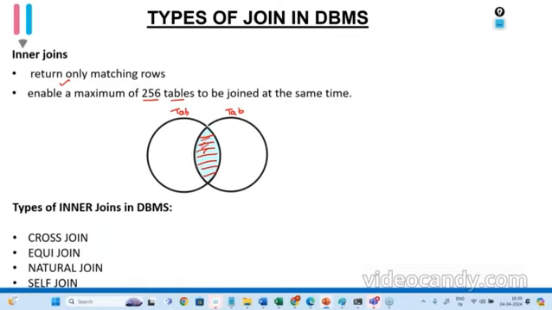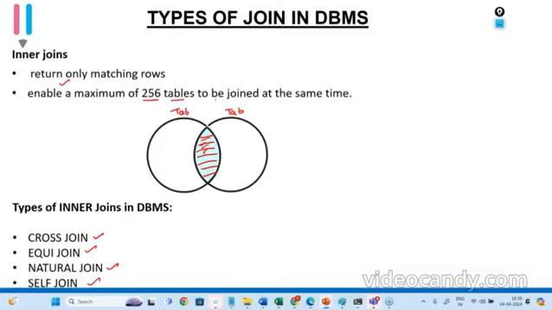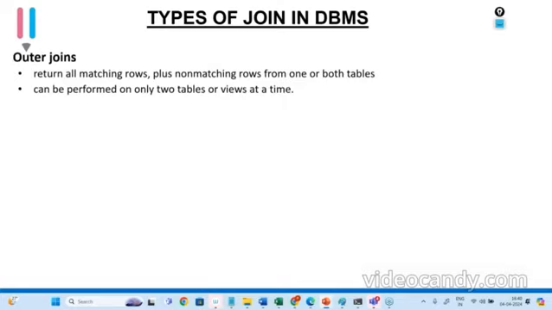If I talk about inner joins in DBMS, today we will talk about cross joins, equi joins, natural joins, and self join. And outer joins, what is an outer join? In some scenarios, we may not need only the matching values; we may need some extra values as well. For that case, you can go with outer join.